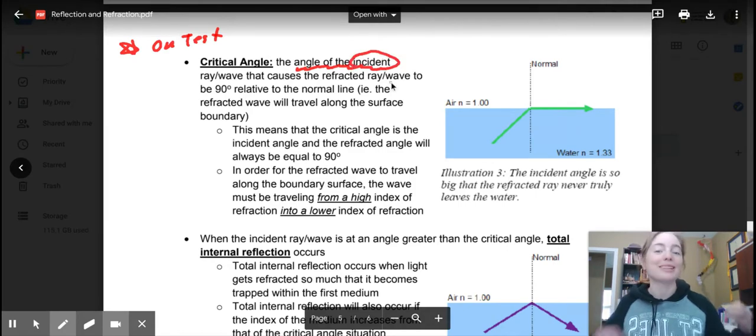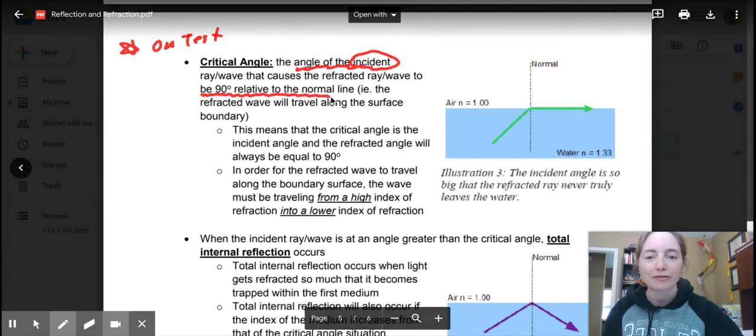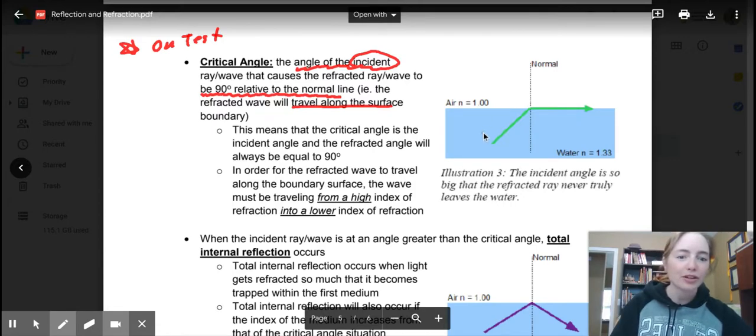So remembering that incident means incoming, of a ray or a wave that is going to be refracted to 90 degrees from the normal. So in other words, it's going to just run along the surface of the boundary. So if here is going to be our water and our air, that means that this theta here in comparison to the normal would be the critical angle. And then as it refracts, it's just going to scoot along the surface of that medium.